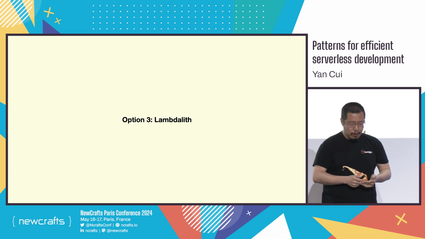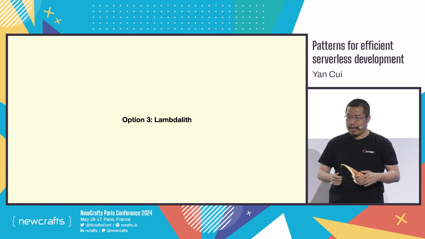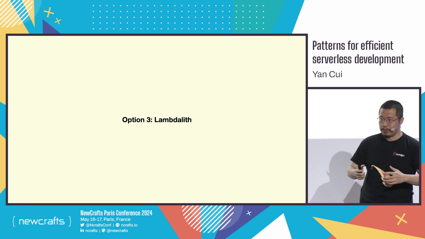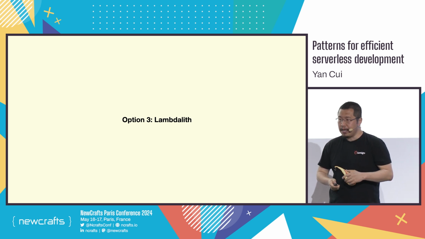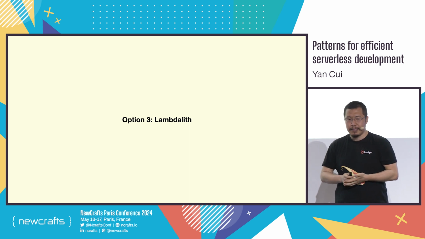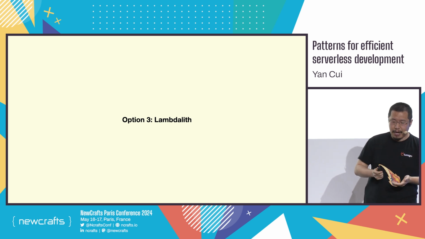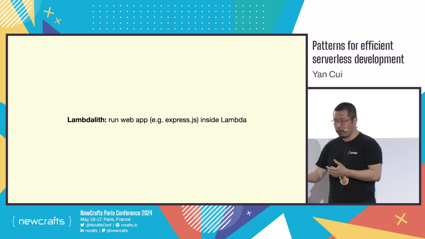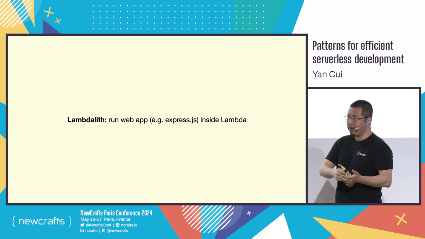And so, okay, what if instead of doing that, you still want that portability, but you don't want to spend a lot of time to create those abstraction layers? A more and more popular pattern nowadays is what we call Lambda Lith, which is basically when you run a web application, say an Express.js application, inside the Lambda function.